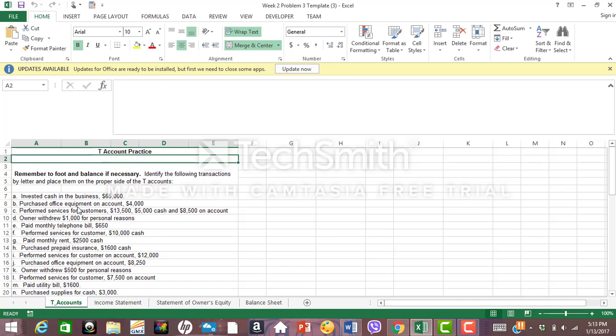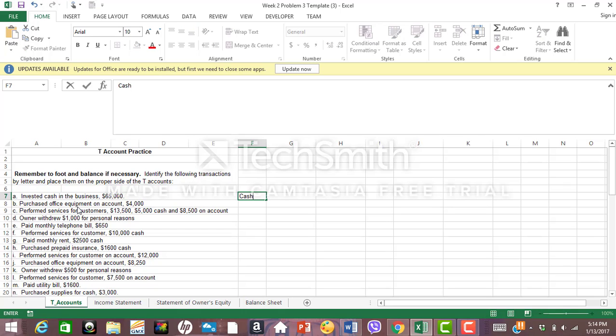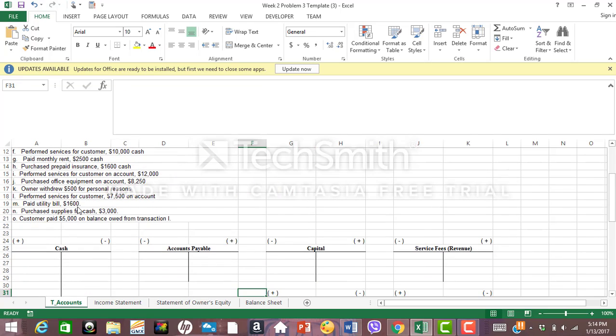All right, so the T account practice, the very first question says invested cash in the business for $65,000. So we know cash and capital gets affected, and we debit cash for $65,000 and we credit capital for $65,000.